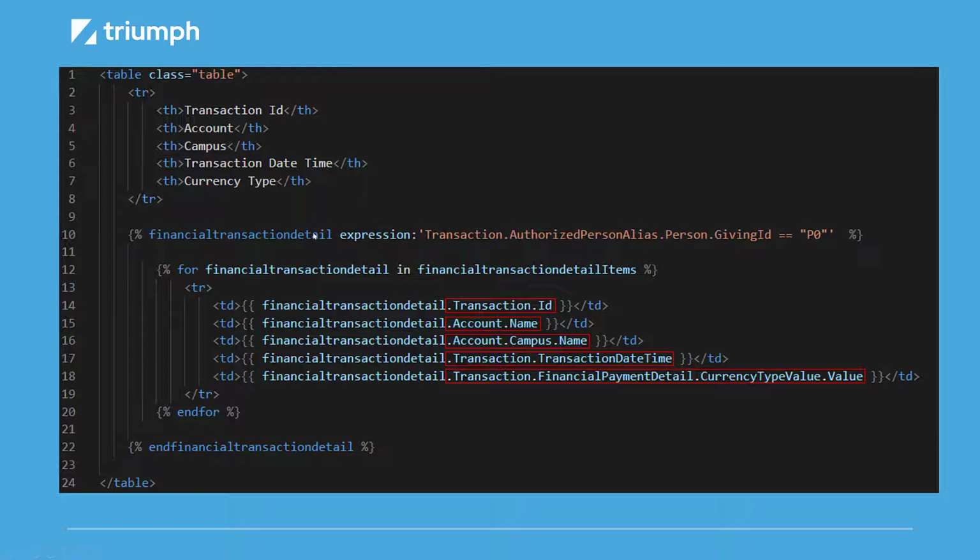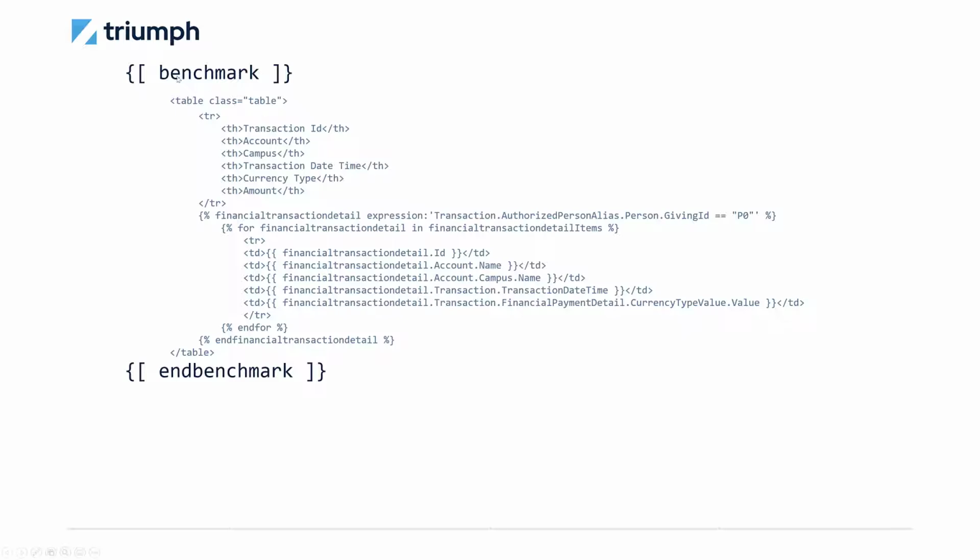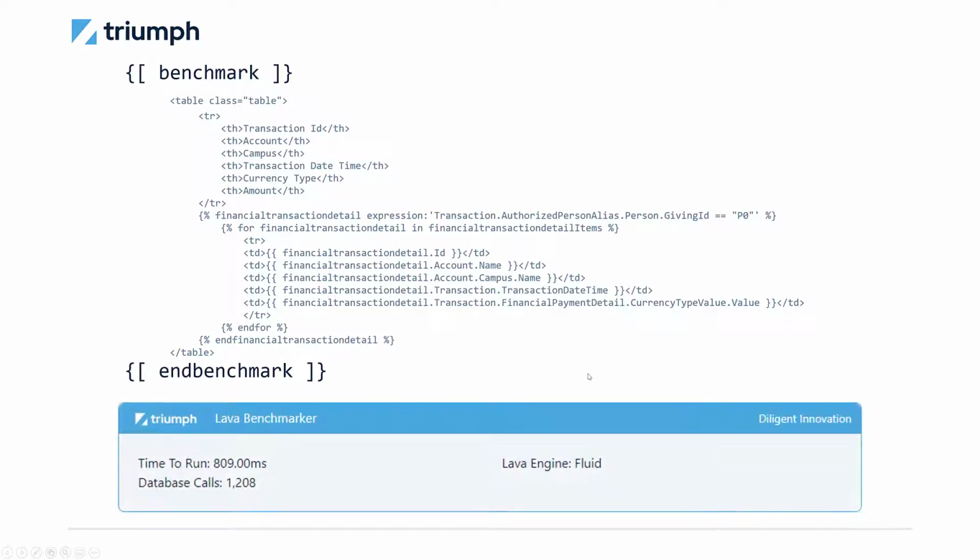So how do we know this? The two-dot notation is a good way to approximate. But we've actually developed a new Lava shortcode that we're going to be giving out for free once V13's out, and it's called the benchmark. You just wrap whatever HTML you want inside this benchmark tag, and it's going to spit out how long it took to run and how many database calls were made. Also showing you what Lava engine is running.